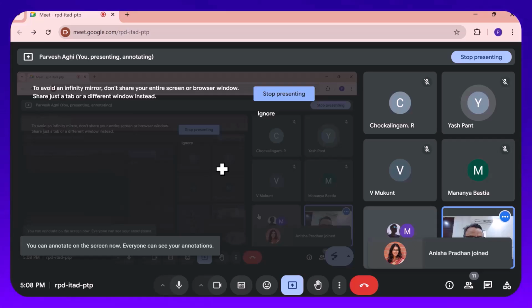His HRA, he is getting 30,000 rupees per month. For the 12 months, he will get 3 lakh 60,000. Special allowance is 20,000 for 12 months. So his total money received from his employer is 27 lakh 60,000. Now, first we talk about the HRA exemption.